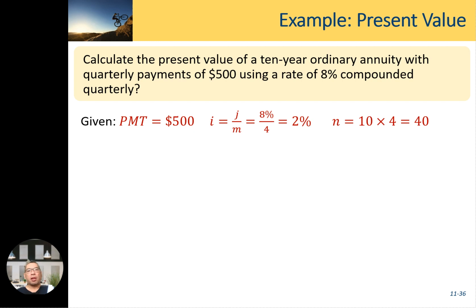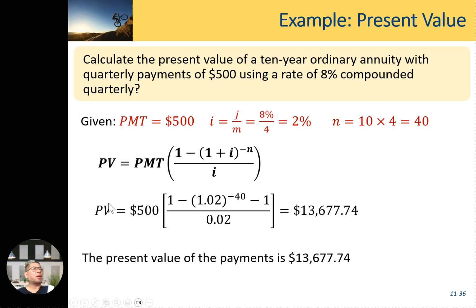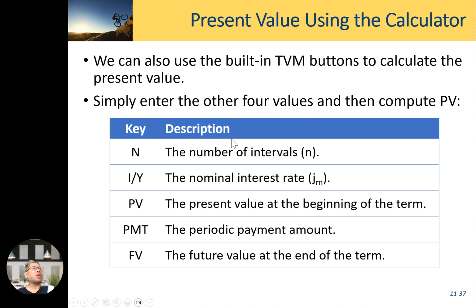Once you get the details of the key elements, then you're going to plug in the numbers based on the formula. Present value, you got 13,677.74. Once you have done that, you're going to go to the calculator, using the TVM approach, okay? The same thing as in the previous interval, all the way to the future value.